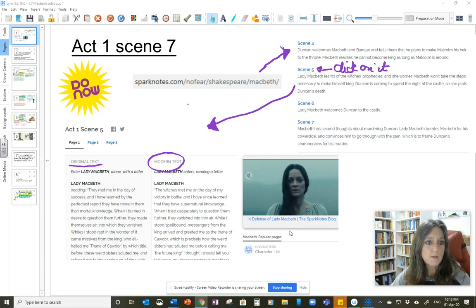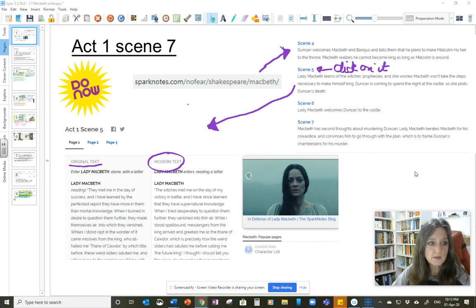You need to go to a website called sparknotes.com. And there's a section on SparkNotes called No Fear Shakespeare, and you need to find the Macbeth page. When you get to the Macbeth page, you can see little scene summaries, and just up here you can see the scene summaries that I want you to have a read through. So scene 4 we did last time. Click on scene 5 and then do the same for scene 6 and scene 7.